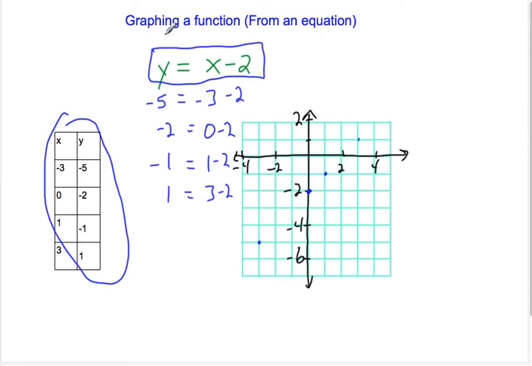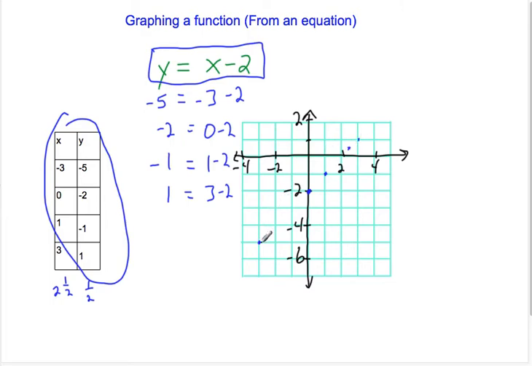Now I chose to plug in whole numbers and integers because they're easy to calculate. However, I could have plugged in a fraction and gotten another fractional answer. So if I would have plugged in, let's say 2.5, well, 2.5 minus 2 is 1/2. And so graphing that would be about 2.5, 1/2. You notice it's on that same continuous line there.